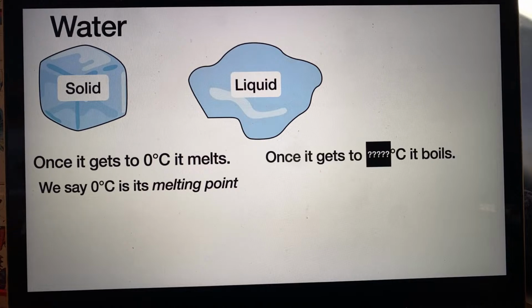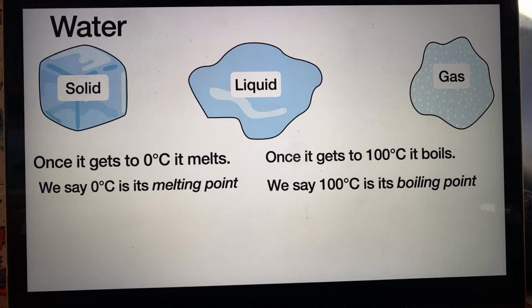And you probably know the boiling point of water as well. Again, not a coincidence. Humans made it a lovely, nice round number because this is how we worked out a temperature scale. We'll talk about temperature again, another lesson. Once water gets to what degrees? 100 degrees, then it boils. So we say that that's its boiling point. That's when it starts to boil.